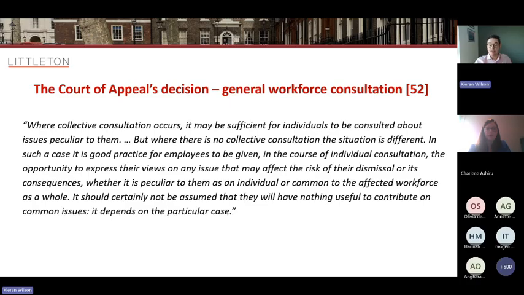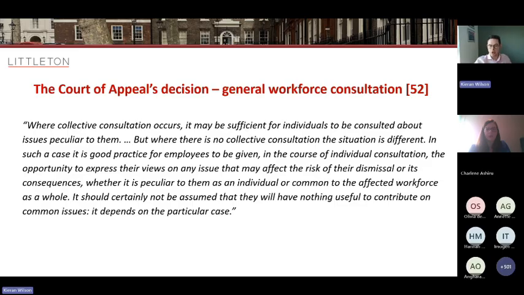For example, if a particular function of a role is being removed, but there's an argument that actually the group of employees carrying out that role could in fact do something else, you could see that that creates a situation where the issue straddles the individual and collective. I think the nub of the Court of Appeal's conclusion is captured in what I've put on the slide, which is that where there is no collective consultation, individual consultation should give employees the opportunity to express their views on any issue that may affect the risk of their dismissal or its consequences.